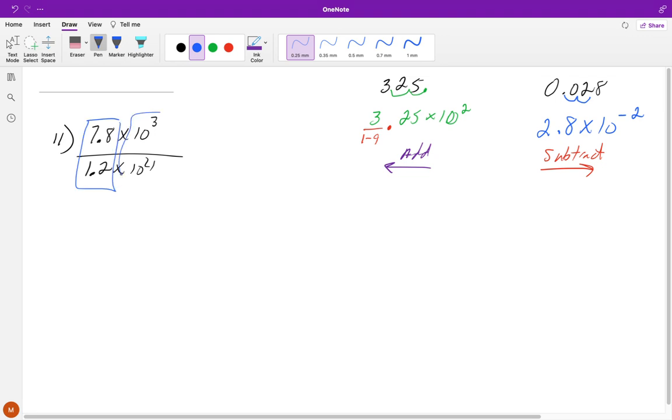So we're doing our like parts with our like parts. Well, 7.8 divided by 1.2 is 6.5. So that's good because I know it's already going to be in scientific notation. 3 minus 4 is equal to negative 1. So it's times 10 to the negative first power. And that will be your final answer.